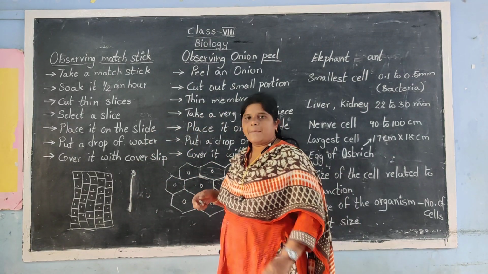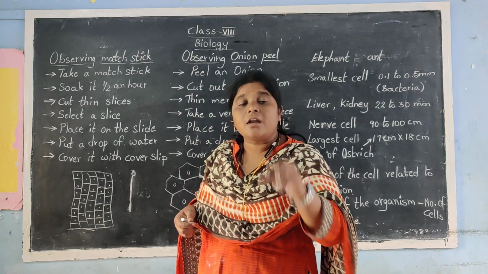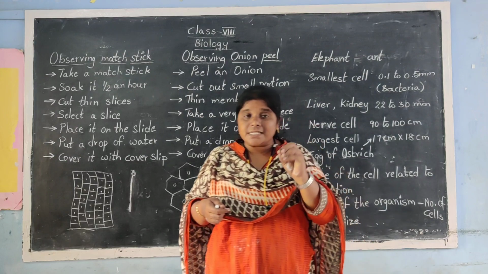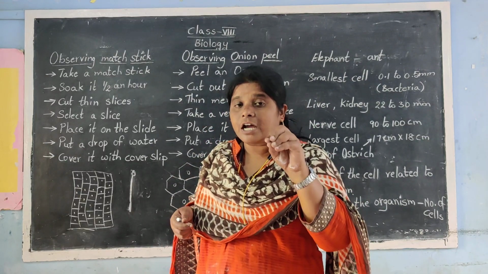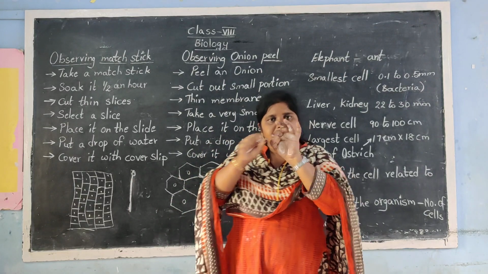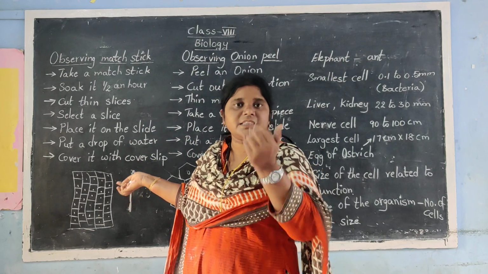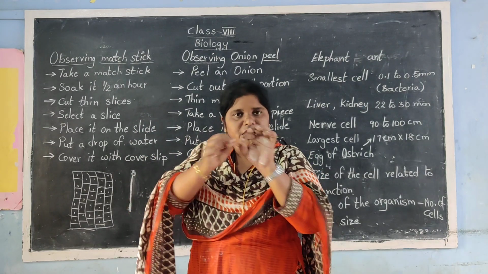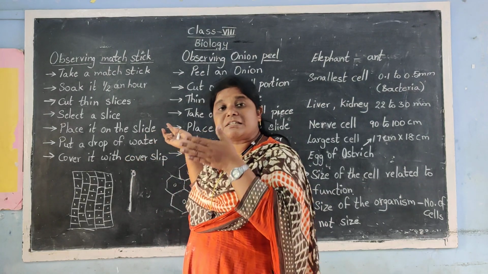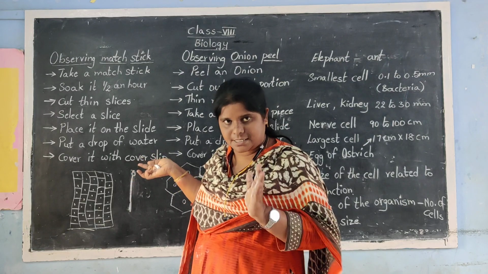First of all, take a matchstick. And you soak that matchstick in water for half an hour. For how many hours do we have to soak it? Only half an hour. As it is not for burning, you need not worry. Even though you soak the matchstick, nothing will happen because you are not using it for lighting. You are just using it as experimental material for observation of cells present in the matchstick.